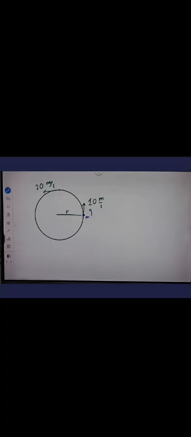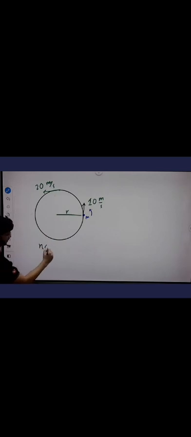Okay. So here, look at the board, everybody. Can you tell me whether this is a uniform circular motion or a non-uniform circular motion? You can see the speed changing, right? So this is a non-uniform circular motion. Write it down.